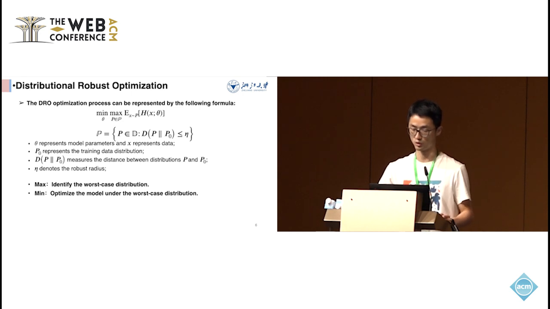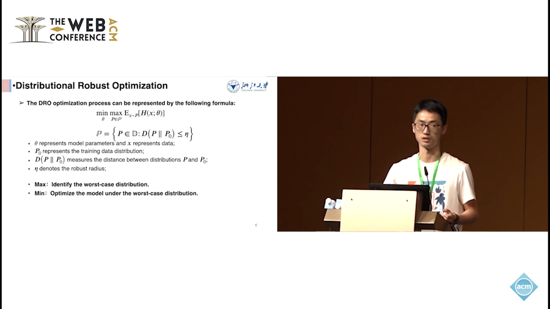We then consider employing a technique named Distributionally Robust Optimization, shortened as DRO, to tackle the issue, which is an optimization framework designed to enhance the robustness of models under uncertain conditions. Let's first provide a brief introduction to DRO.